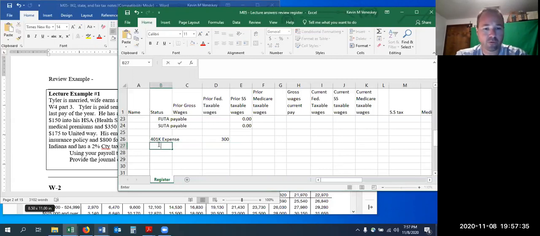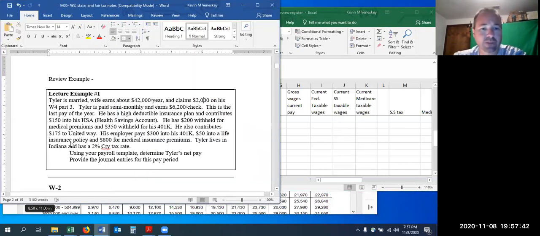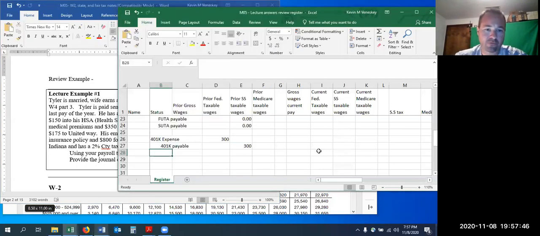And we've got the 401k payable that we're going to add into. So that's what that would look like. $50 into his life insurance policy and $800 for his medical insurance. All right, so we've got to do them all. You can't just leave one out.